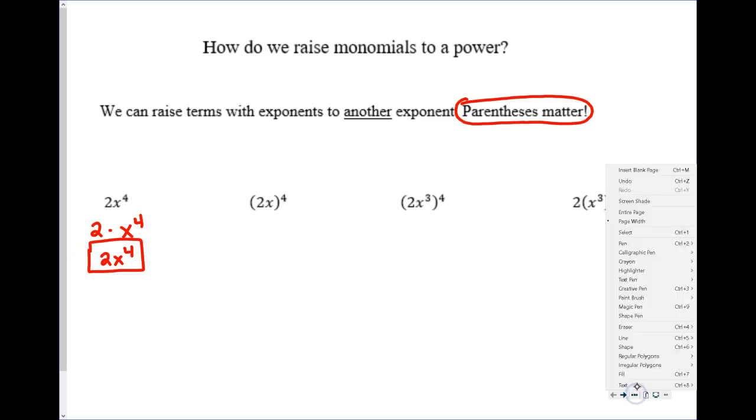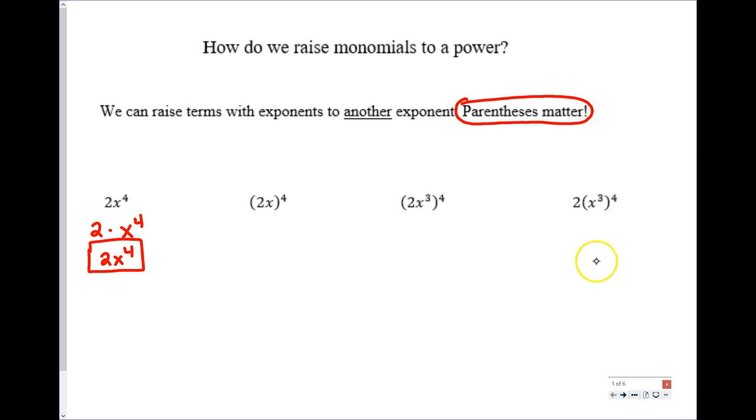Now the next problem is a lot different even though it looks similar, okay? This is now saying (2x) to the fourth power, which is something that looks like this. I have 2x times 2x times 2x times 2x. You're saying that you're going to multiply 2x 4 times, okay? Because that 4 applies to the entire term 2x, which is very different than 2x to the fourth, okay?